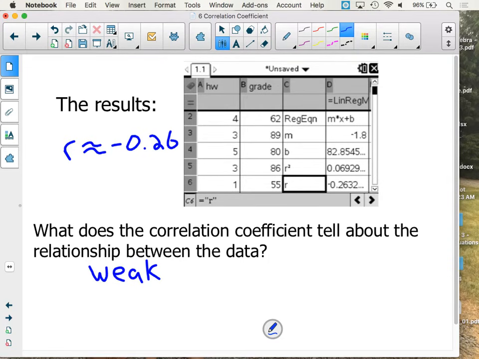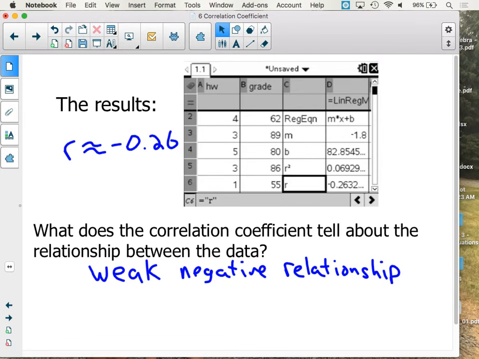And because our R value is negative, it's a weak negative relationship. And we should kind of expect that. The more homework assignments you miss, the lower your grade will be. Now, is it a rule? Does that occur all the time? No, it doesn't. But it might be a pretty good predictor of what might happen.